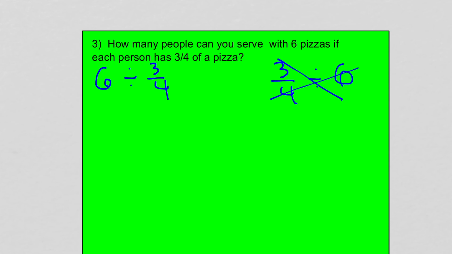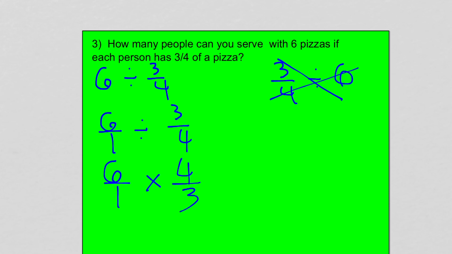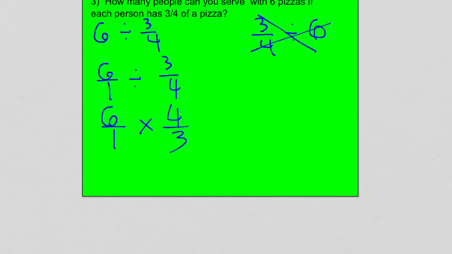Okay. Keep, change, flip. 6/1 divided by 3/4. Here's my keep, change, flip now: 6/1 times 4/3. I can simplify my diagonal numbers. 3 divided by 3 is 1. 6 divided by 3 is 2. And then I have 2 times 4 is 8, and 1 times 1 is 1. And that is equal to 8.